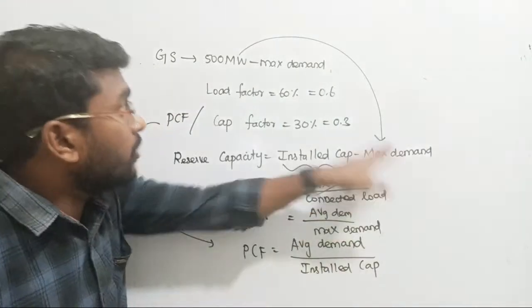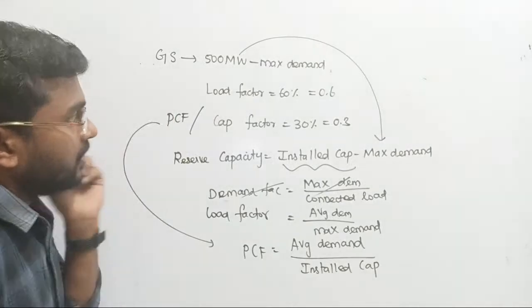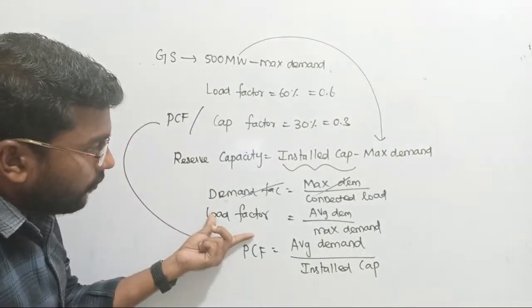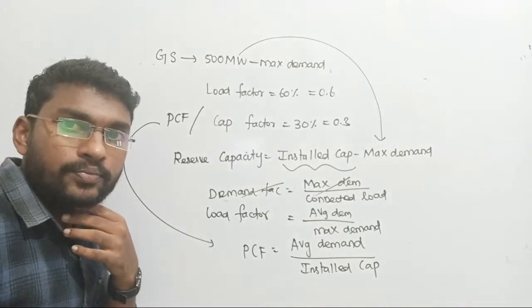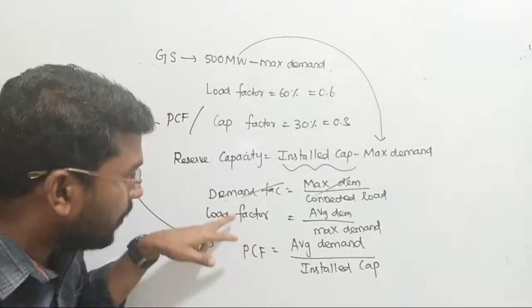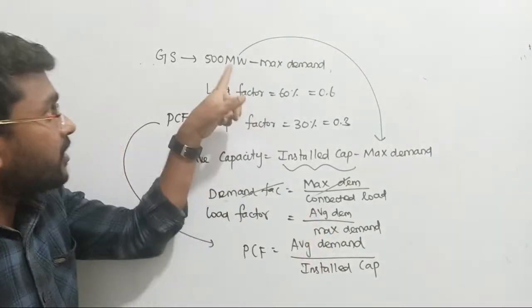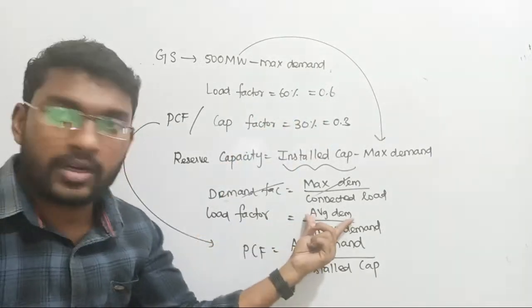Yes. Maximum demand is 500 megawatt. But I don't know the installed capacity. But they have given some other data. Load factor is given. This is my load factor. Average demand divided by maximum demand is my load factor. Right? Reserve capacity is 500. Someone solved it. See, these are the formulas used. Do you know the maximum demand? Yes. Do you know the load factor? Yes. If you substitute both, you will get the average demand.